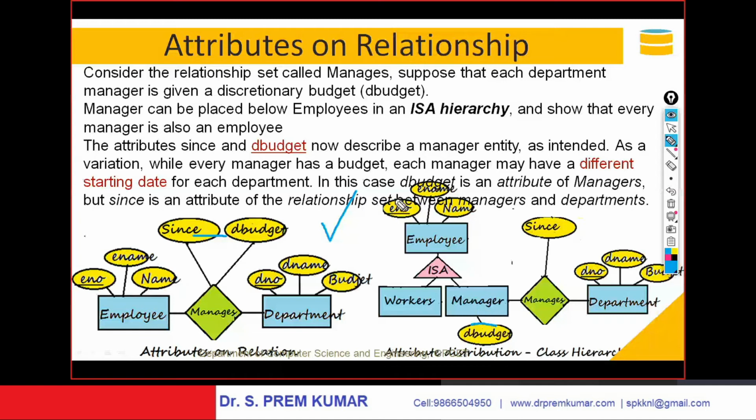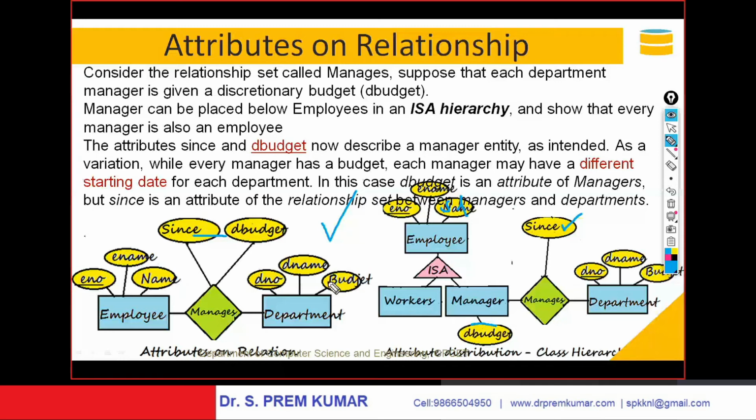Every employee has an employee number, name and salary. But a manager, apart from salary, is given some budget, the discretionary budget. He should not use that for himself. It should be used for the department. This budget should be used for the department, and he needs to use it only from the specified date. Since, let me say, January 1st, 2019, he should use it for the department. This budget amount is handed out to the manager, not to the workers or other employees.